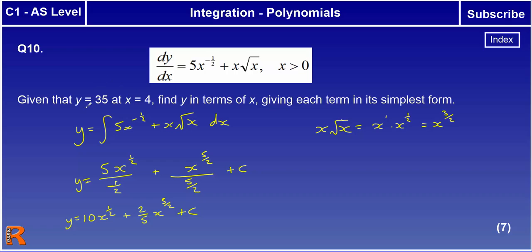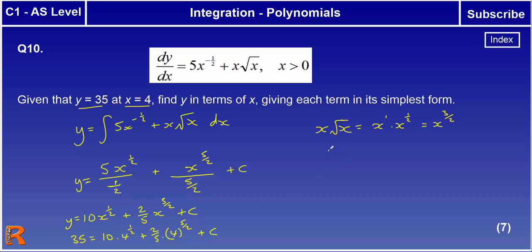And now we need to use the two values we're given, x and y, so we replace the y with 35, and we replace the x with 4. So 35 equals 10 times 4 to the half plus 2/5 times 4 to the 5/2, which is going to be a little bit tricky, but we'll do that in a second, plus the constant we're trying to find.